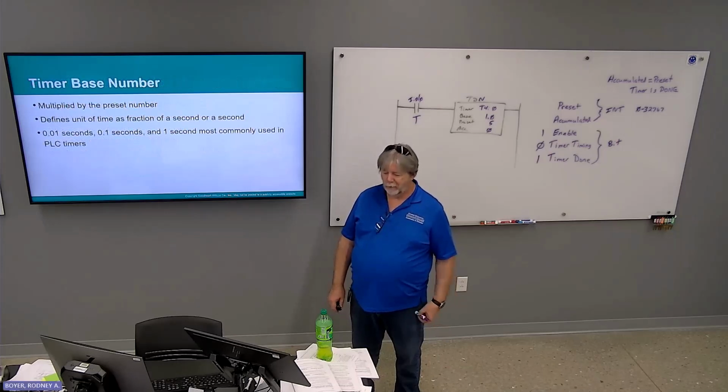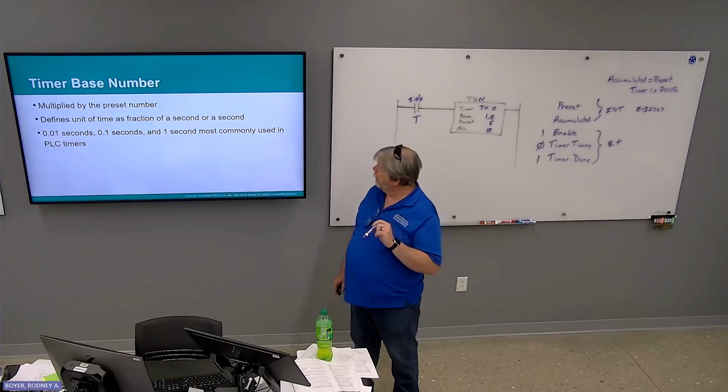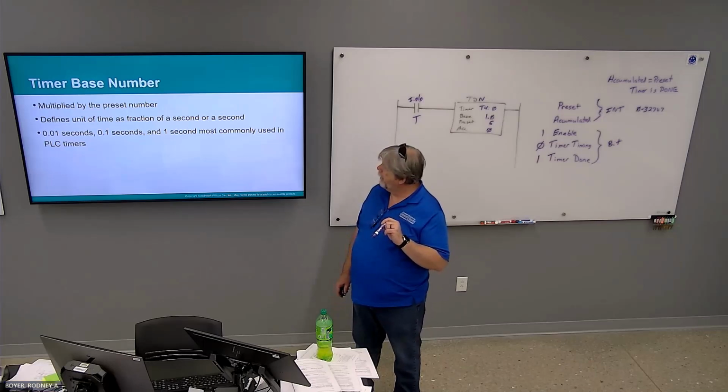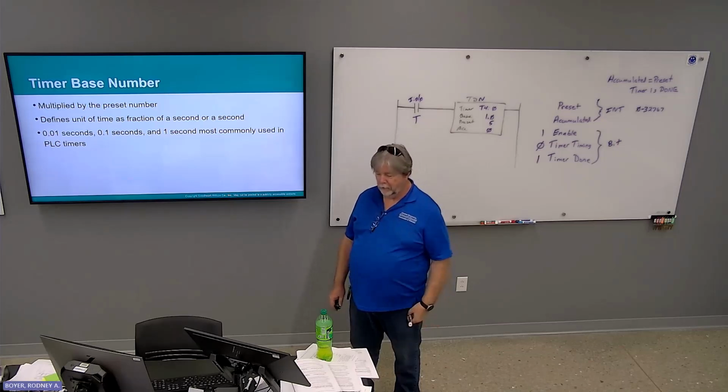Timer base multiplied by the preset. There again, that's just 100th of a second. That's also wrong, it's 0.001. So 1,000th, 10th, and 1 second are the time bases.